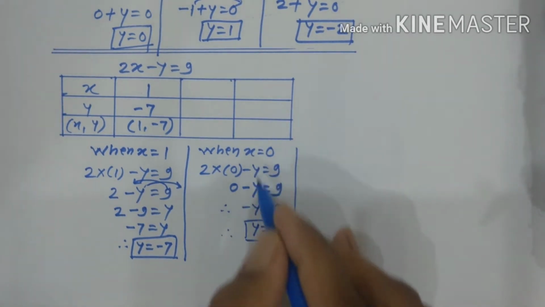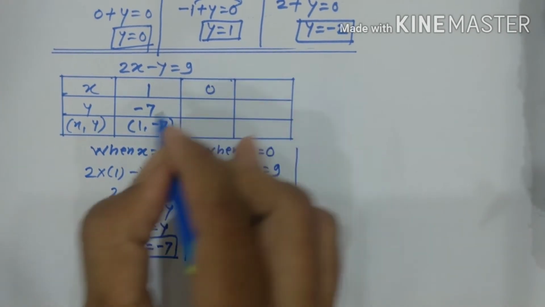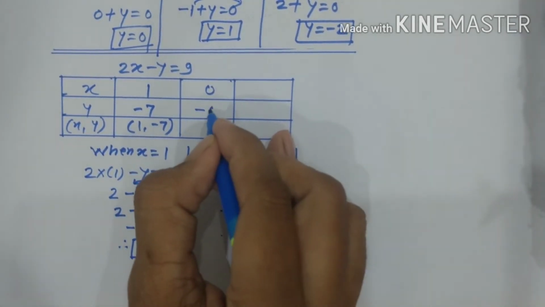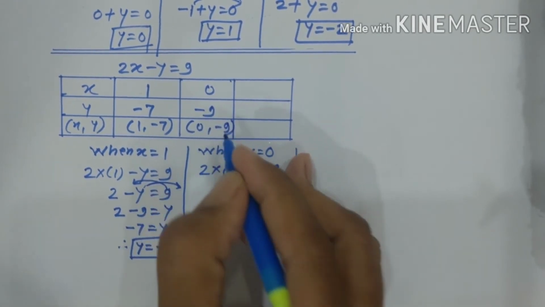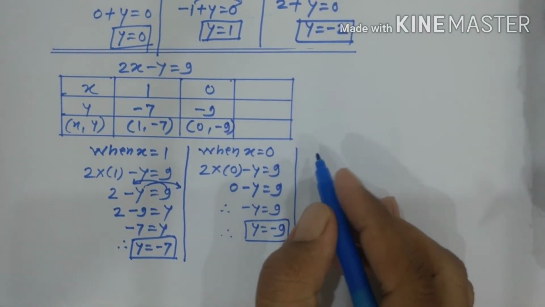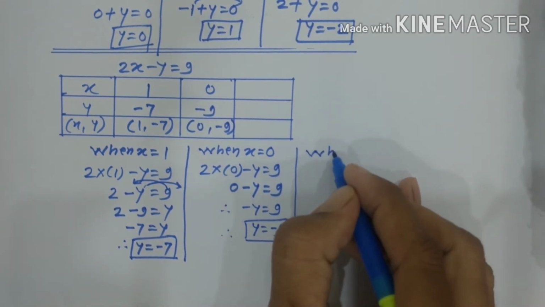Write the values of x and y in the third column. Value of x is 0, value of y is minus 9. Second solution is 0 and minus 9. Now I take the value of x is equal to 2.